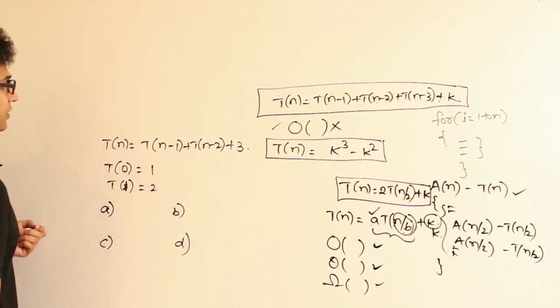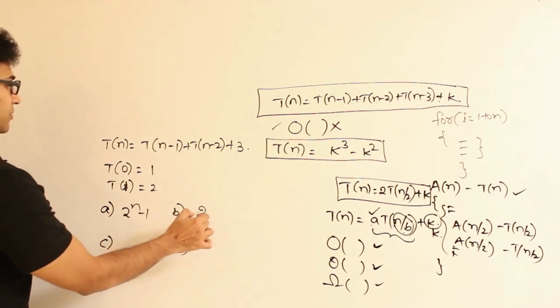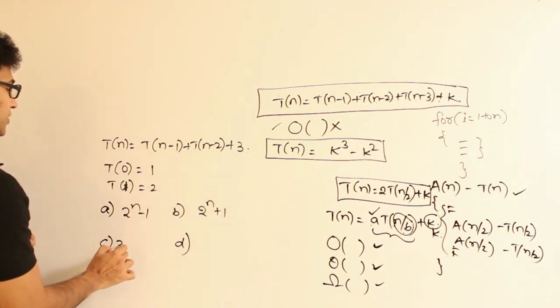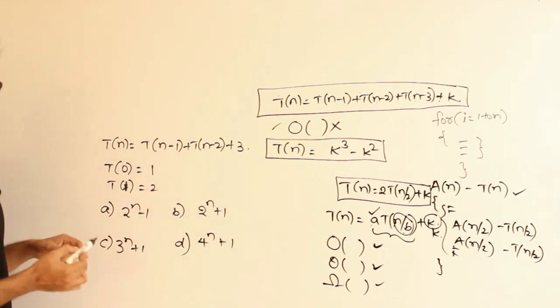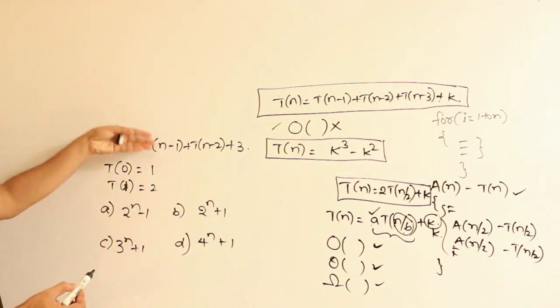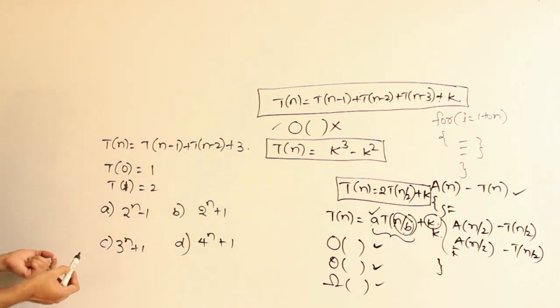What is T of n? Now one option may say T of n is 2 power n minus 1, one option may say 2 power n plus 1, another option may say 3 power n plus 1, 4 power n plus 1. I'm just taking a rough example. This question might not be right at all, and these options might not be right at all, but I'm just telling you how to solve it.